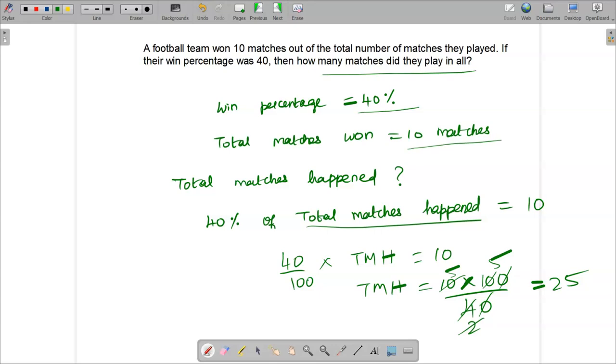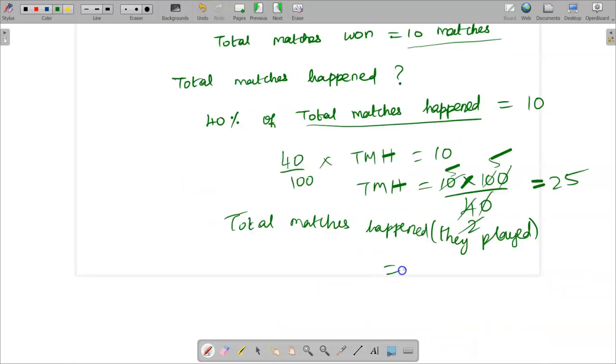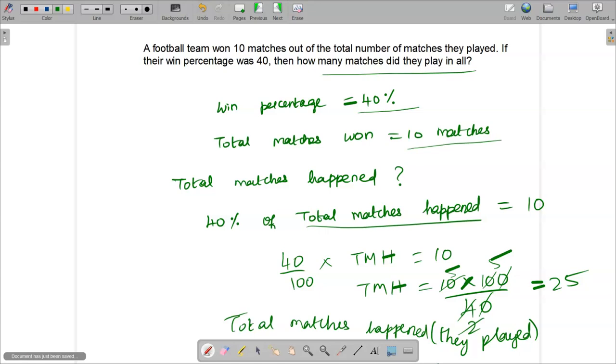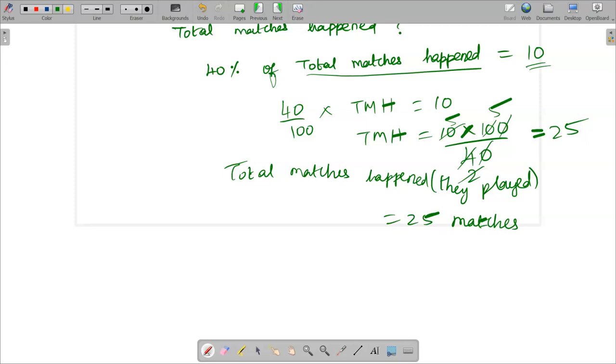So the total matches they played, total matches happened, is equal to 25 matches. Very simple, they have given that 40% of matches they won, which is equal to 10. From that we can easily find out how many matches have happened, which is nothing but 25 matches.